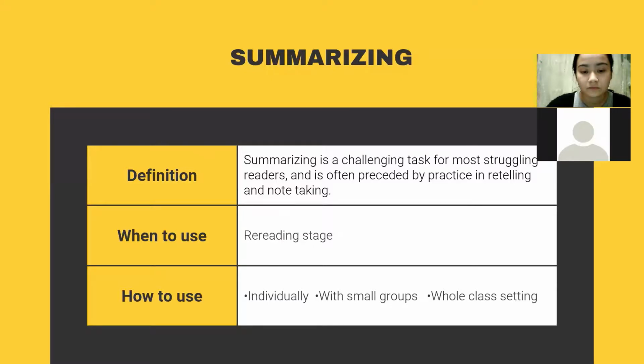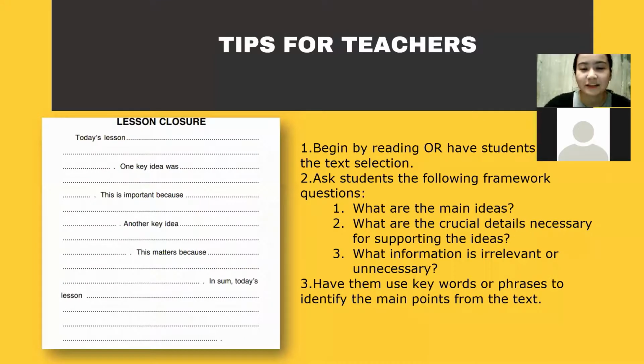So our conclusion. First of all, we have to give some tips for teachers. Here you can see lesson closure. First step of our action, we need to begin by reading or having students read the text selection. Second, ask students the following framework questions and have them use keywords or phrases to identify the main points from the text. Students have to sum up the main points from the lesson.